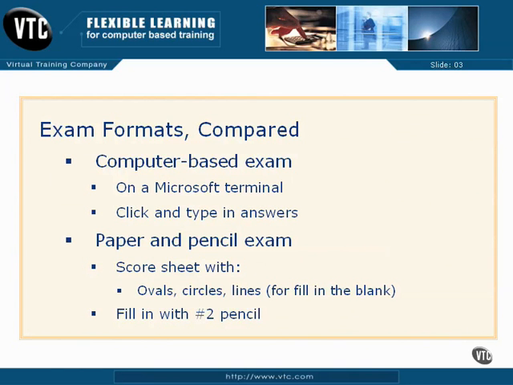On the other hand, with those paper and pencil exams, there will be a score sheet with ovals or circles, which you'd have to fill in with a number 2 pencil. As the Ubuntu Certified Professional Exam includes fill-in-the-blank questions, that score sheet includes a number of lines which allow you to write in answers as appropriate.